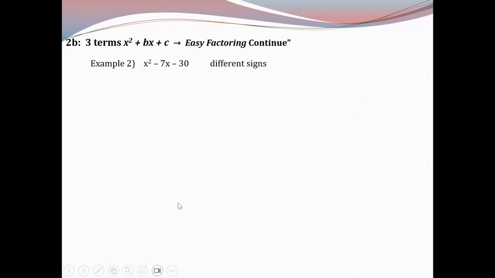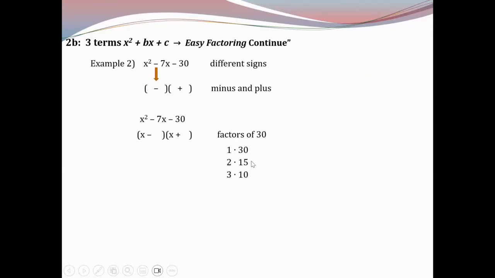Example number 2. We know it's going to be different signs. So again, the first time we bring it down. If it's minus, there has to be a plus, because negative times a positive will give me a negative. Next step, how can we get -30 or 30? Factors of 30: 1 times 30, 2 times 15, 3 times 10, and 5 times 6. And also this sign tells us what we do here. We're going to subtract.